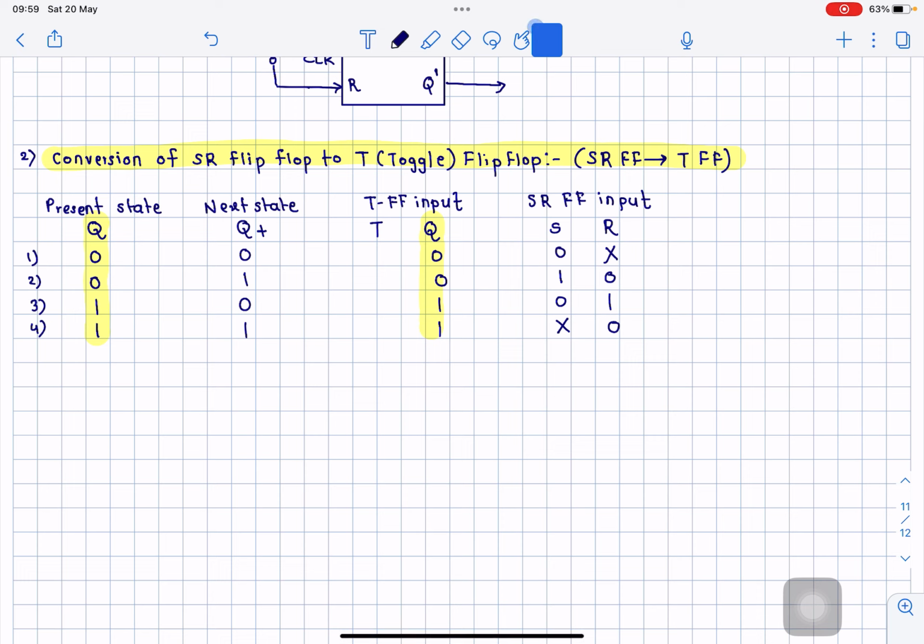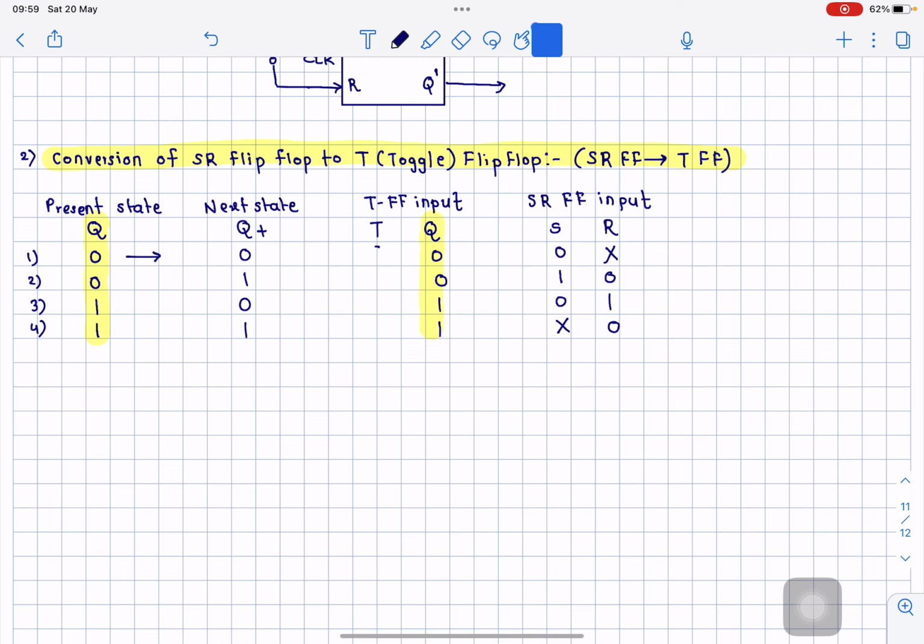Now what we want is to write the T input for the toggle flip-flop based on the present and next state values of the flip-flop. Now see, case number 1: the present state is 0. The next state also we want to get is 0. Then what input do you provide as the T input?